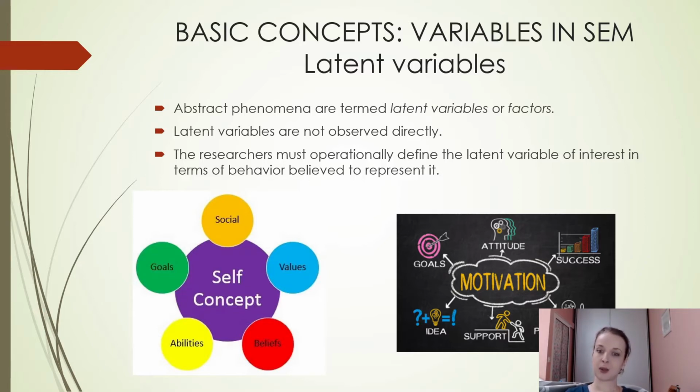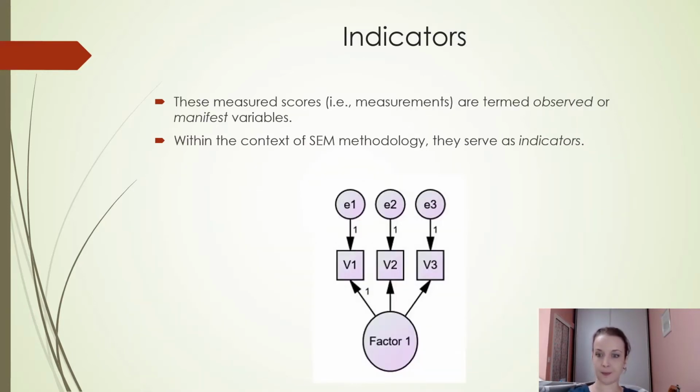The researchers must operationally define the latent variable of interest in terms of behavior believed to represent it. As such, the unobserved variable is linked to one that is observable, thereby making its measurement possible. These measurements are termed observed or manifest variables. Within the context of SEM methodology, they serve as indicators of the underlying construct which they are presumed to represent.